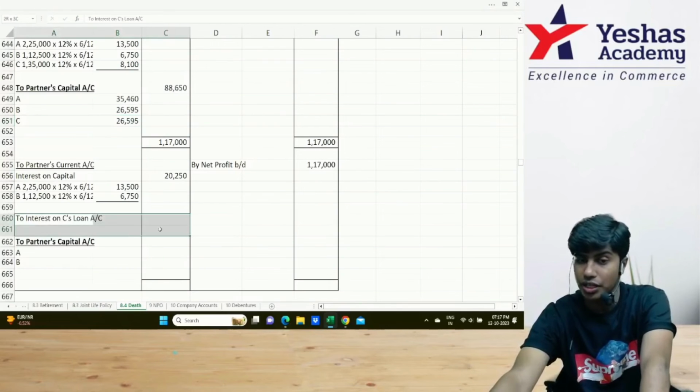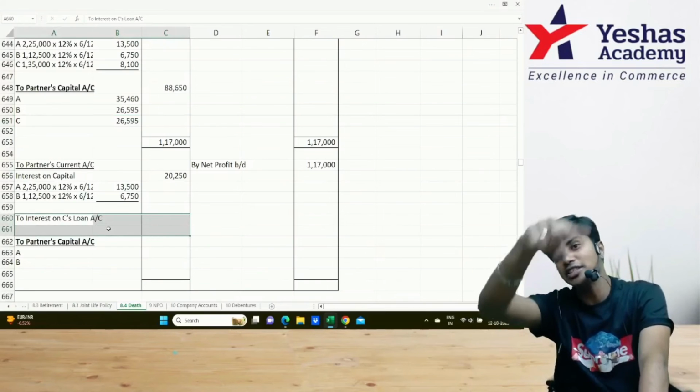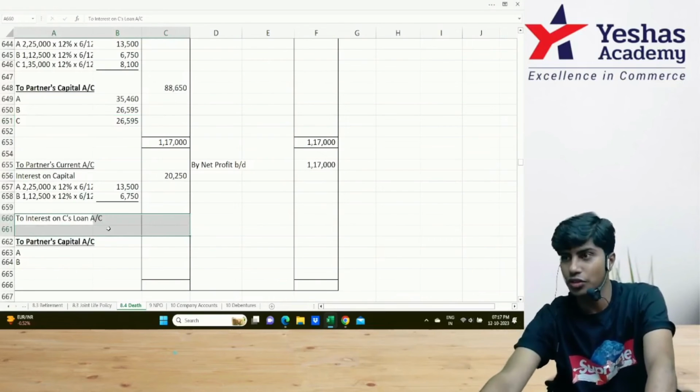This you should compute with no interest. After this, only then will you get the interest. This interest will be found after you find C's loan. So we should wait for that.